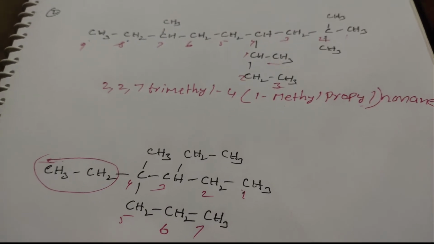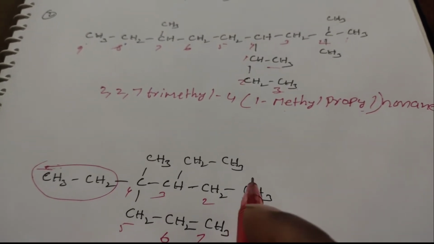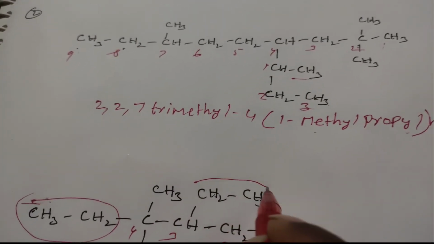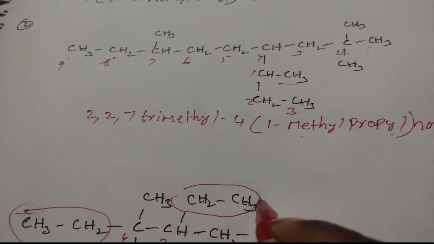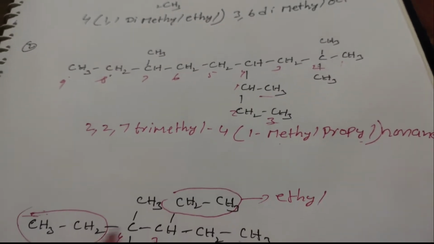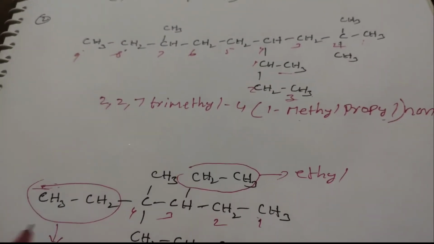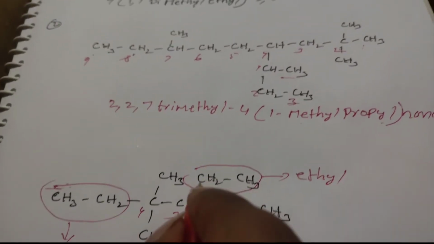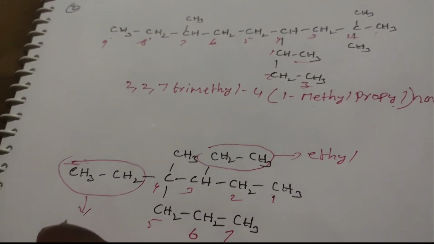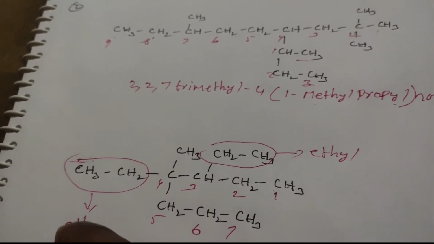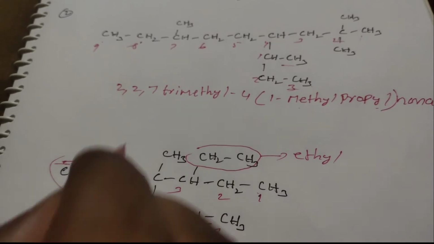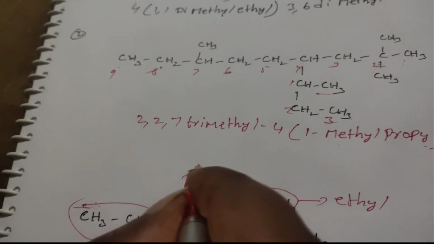And how are we giving the nomenclature? Look here, 1, 2, 3. In the third position, what is the group name? It is ethyl. And the fourth position, what is the group name? It is also ethyl. And the fourth position, here it is the methyl.